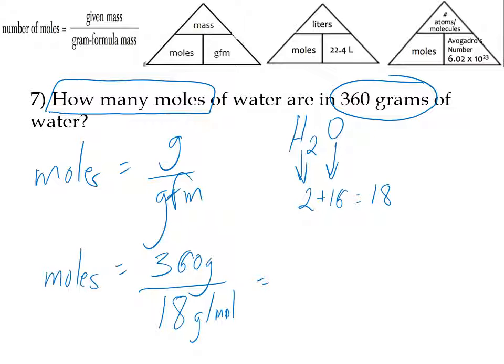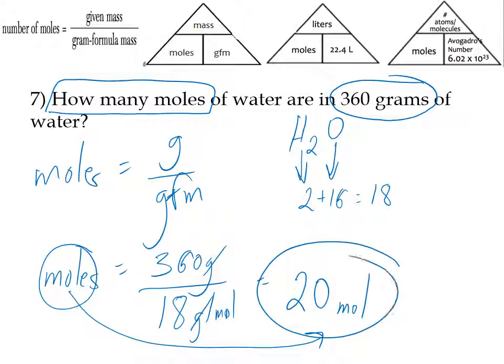360 divided by 18 is going to give us 20. Our grams and gram units cancel out, and it's 20 moles. That's what we're looking for right here. That's this answer here. 20 moles of water are contained in a sample of water that weighs 360 grams. Each one is 18, so 20 of them weigh 360.